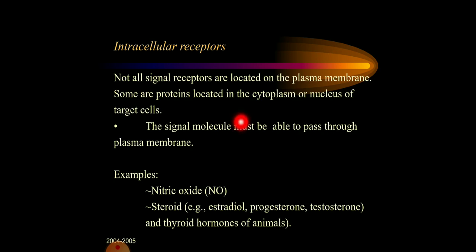The last type of receptor is called the intracellular receptor. They are present usually not in the plasma membrane but are proteins located in the cytoplasm or nucleus of the target cell. There are different receptors like the steroid receptors: progesterone, testosterone, estradiol, and thyroid hormones. So all these are examples of intracellular receptors.